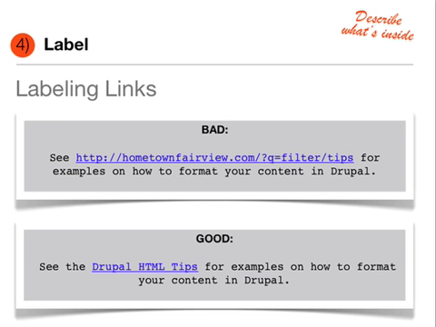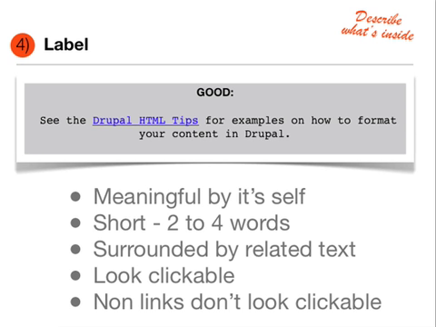For example, instead of listing just the linked URL, the link text should be meaningful by itself and describe what is on the page the link goes to. Users should be able to understand what the link is for when reading it at a glance. The link should be short, 2 to 4 words. The link text should make sense in the context of its sentence. The link should be surrounded by related text that helps to further explain where it goes.